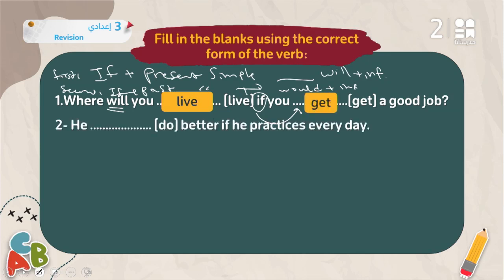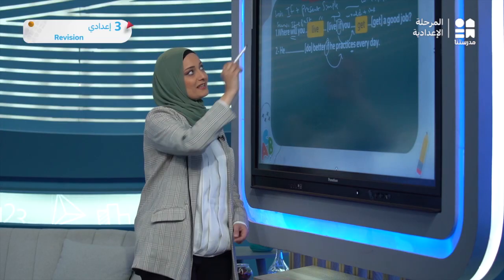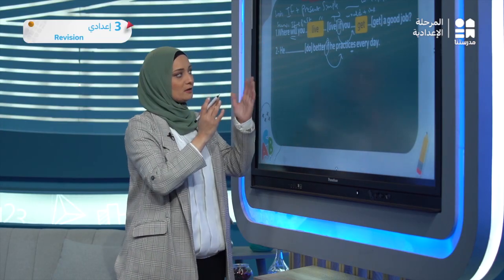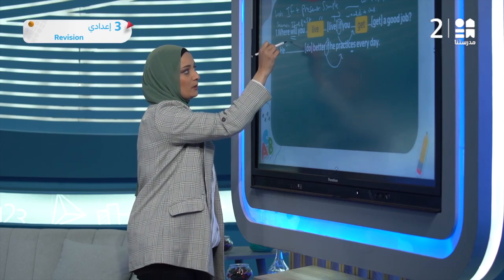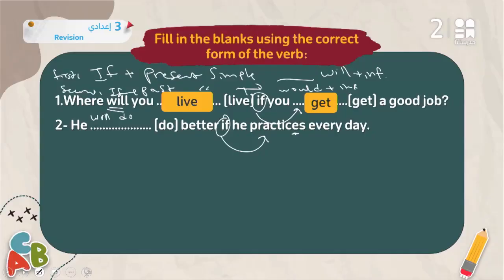Number 2, he do better if he practices every day. I circle if. بعد if عندي present simple موجود، يبقى ده first type of if conditional، يبقى the other part of the sentence should be will plus infinitive، يبقى will do.